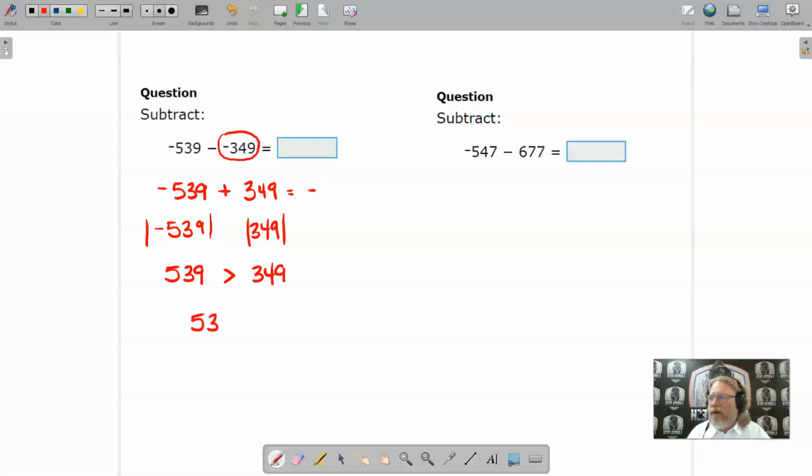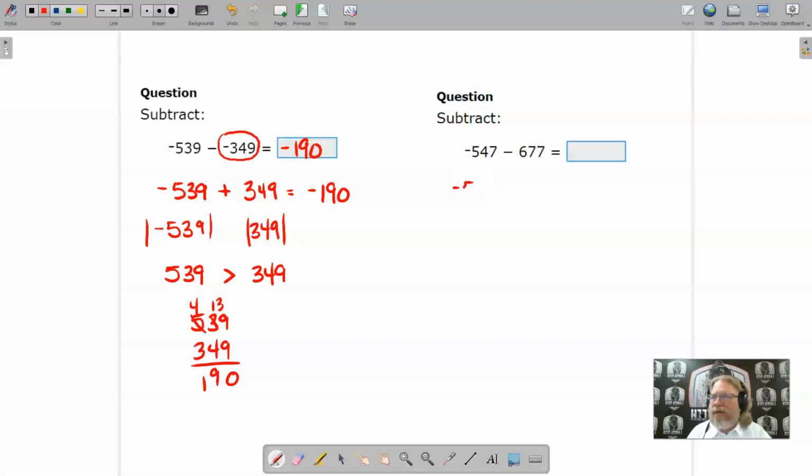So we'll take 539, subtract from that 349. 9 minus 9 is 0. We're going to need to borrow from the 5. This will become a 13. 13 minus 4 is 9. And 4 minus 3 is 1. So it's a negative 190. So negative 190.